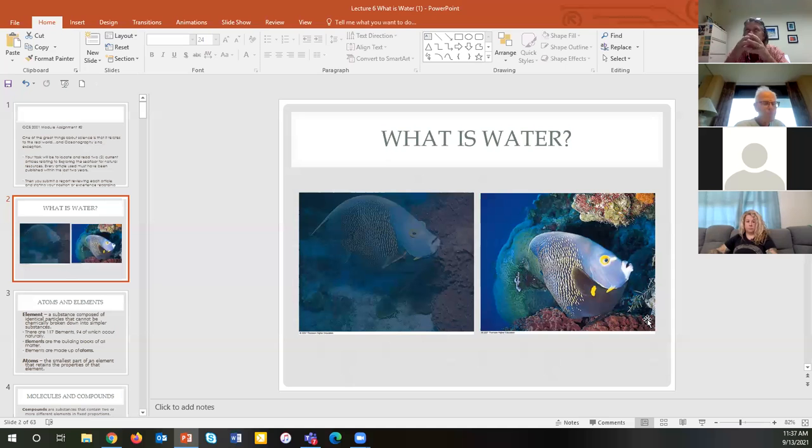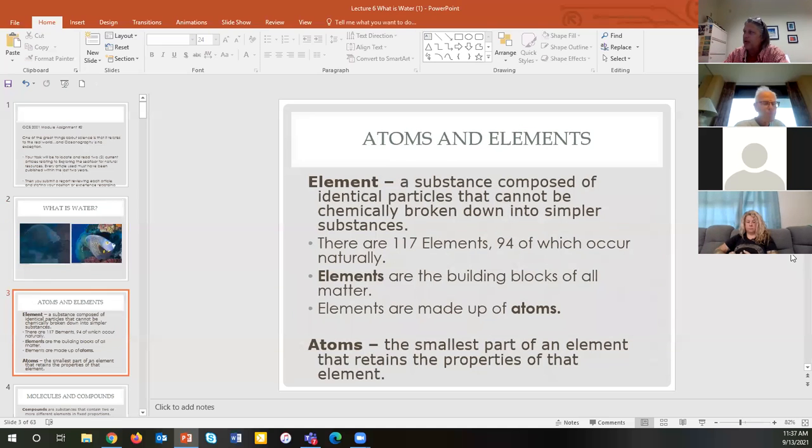So that's light attenuation. Next class, when we talk about the properties of water more in depth, we're going to look at light attenuation. But for now, we're just going to keep it simple and talk about what water is first.